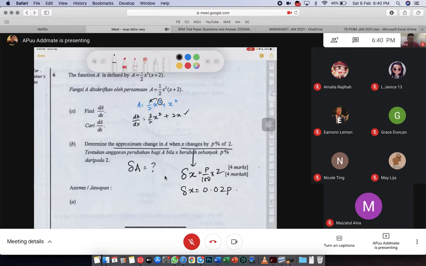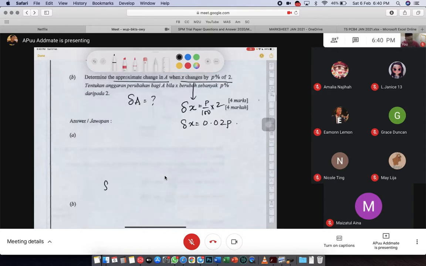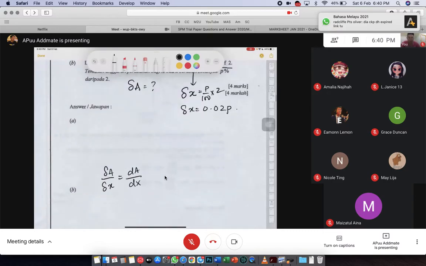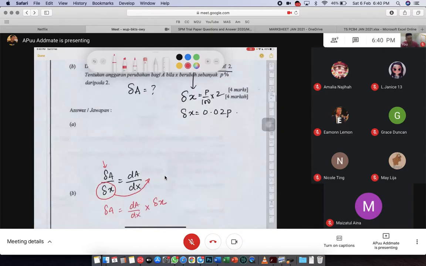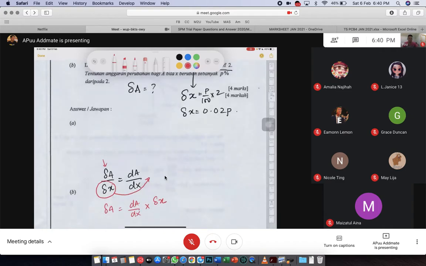Alright? So when you have small change in X, dah ada small change in your area yang kamu nak cari. So the formula is actually delta A over delta X is equivalent to dA over dx. Okay, delta A over delta X, dA dx. So next part is pindahkan delta X ni ke sebelah. Bring it over to the right hand side. Sebab kamu nak cari delta A kan? So delta A equals to dA dx multiplied by delta X. So far still okay, dapat ikut lagi.